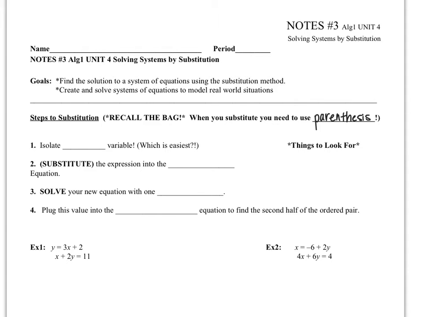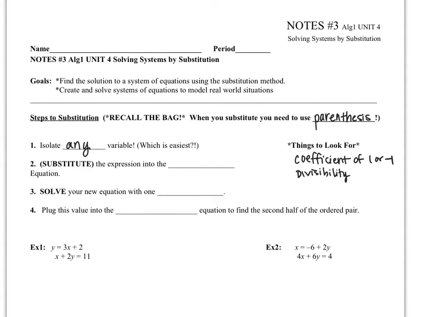There are some steps to substitution. The first one is going to be to isolate any variable. You can either isolate x or y from either equation, and you can do whichever is easiest. Things to look for that are going to make isolating easy is if there's a coefficient of 1 or -1. If 1's not available, we're going to talk about divisibility. And so what that means is if you're going to have to divide to get a variable isolated, you're going to want to make sure everything is divisible if possible.